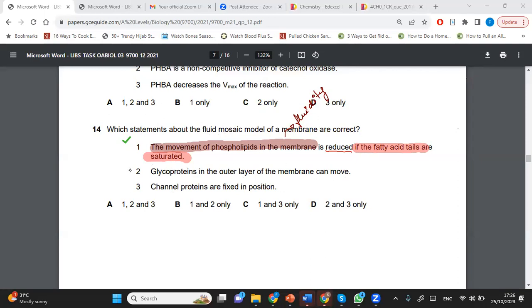This is actually correct. Finally, they're saying channel proteins are fixed in position. This is incorrect. Channel proteins are not fixed in position. Channel proteins can change their position as well. So our answer over here is that only 1 and 2 are correct. So our answer is option B.